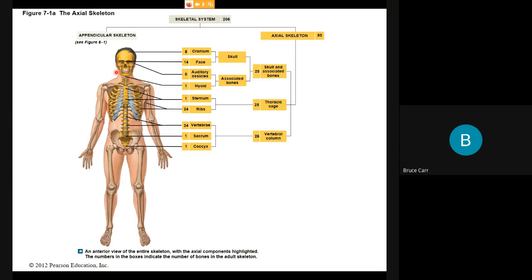We're going to break down the skull into a cranium, a face, and a number of smaller accessory bones: the 6 auditory ossicles, which are a part of our hearing special sense, and below the chin, the hyoid bone. That in total gives you 29 bones in the skull area.